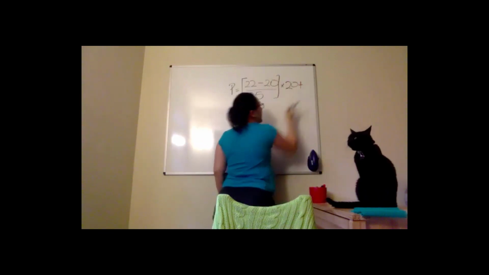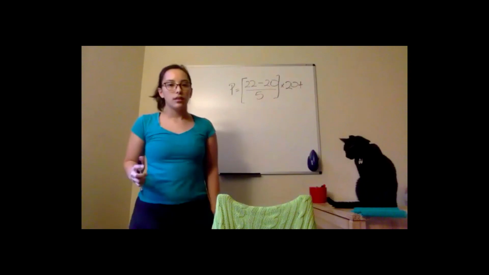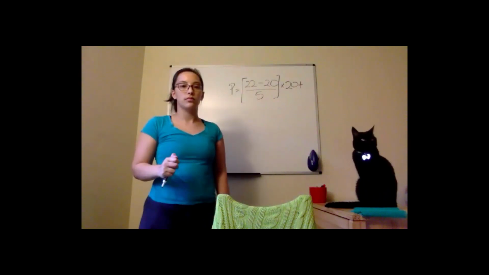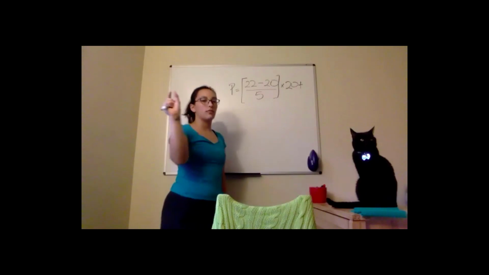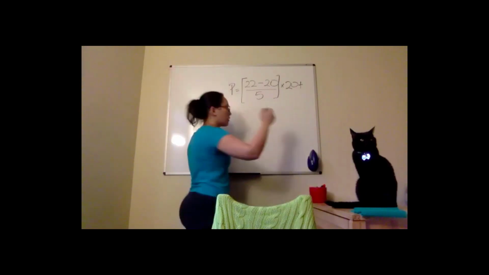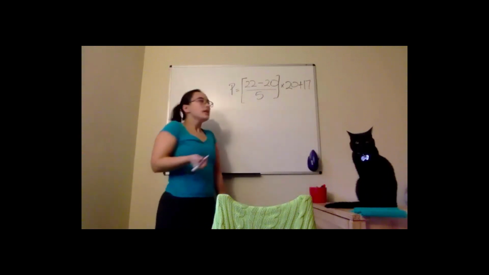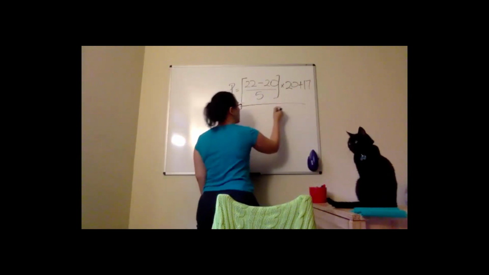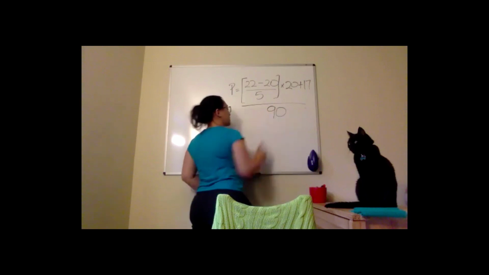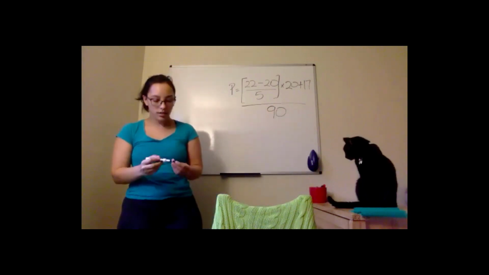And then we'll add a cumulative frequency of 17. Cumulative frequency of the group worse than the one in question. And this is all divided by 90, right? Sample size hasn't changed.